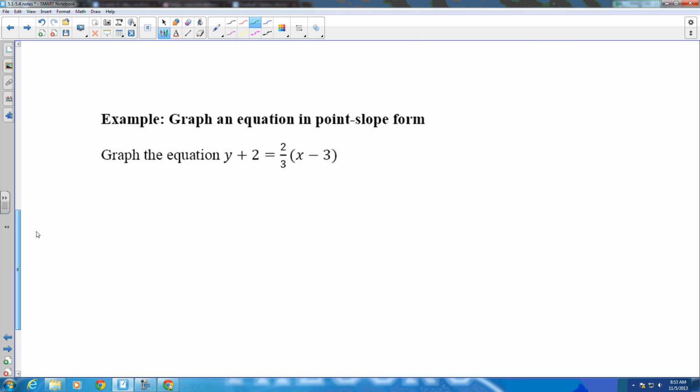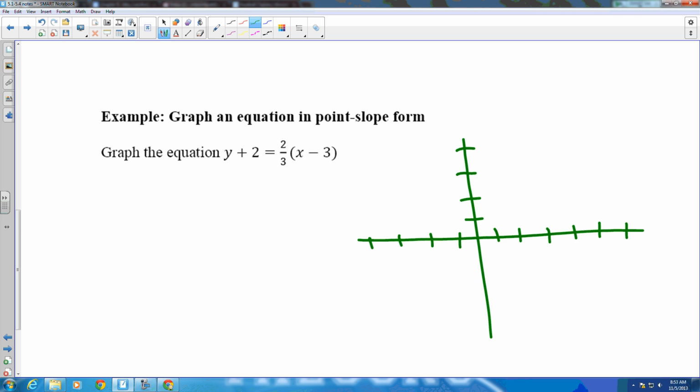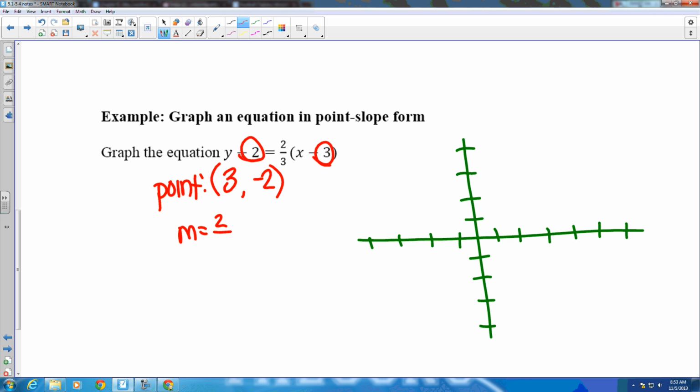Okay, now we are given an equation, y plus 2 equals 2/3 x minus 3. We have to graph it. All right, so what's going to make this easier is to identify a point on the graph. That point is 3, -2. And we see that the 3 is here, and we know that's -2 because it's y plus 2, not minus. And our slope is 2/3.